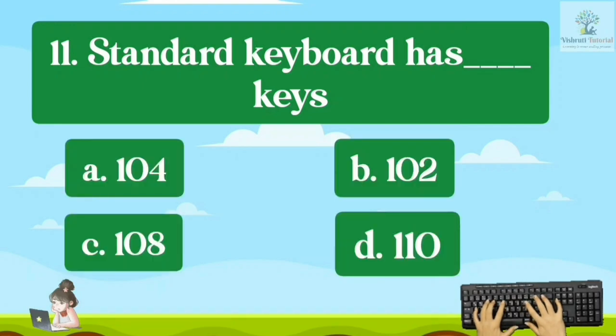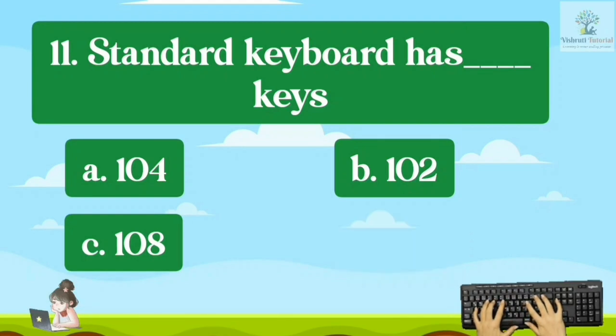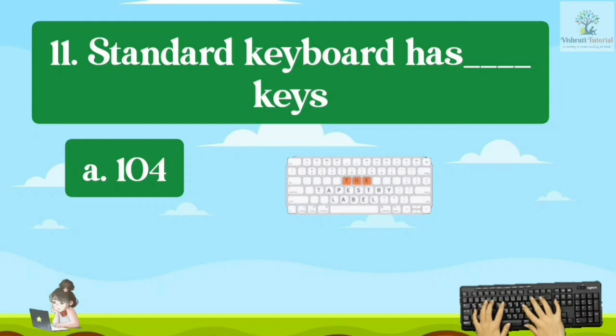Question number 11. Standard keyboard has dash keys. Options: A. 104, B. 102, C. 108, D. 110. And the correct answer is A. 104. The standard keyboard has 104 keys.